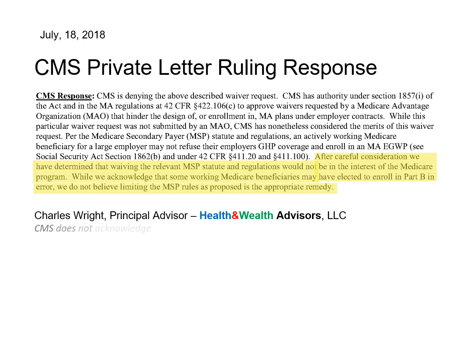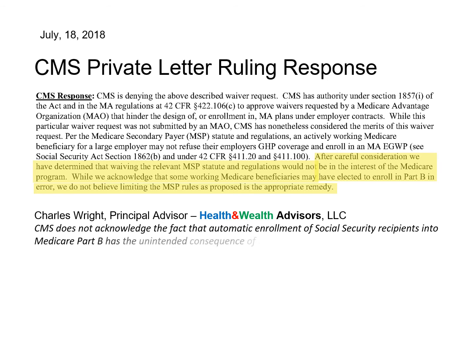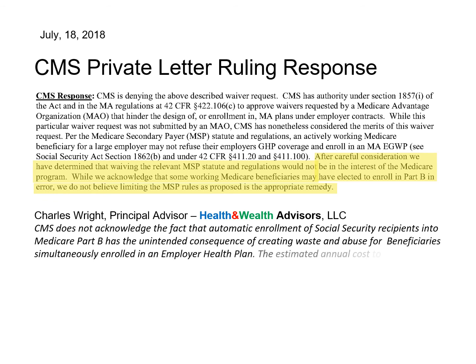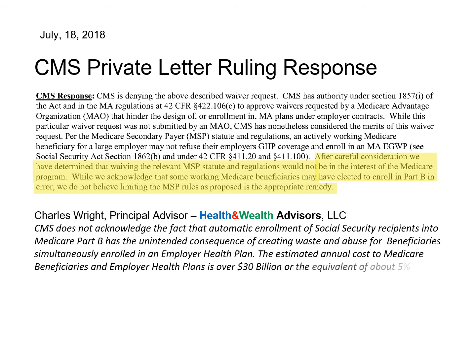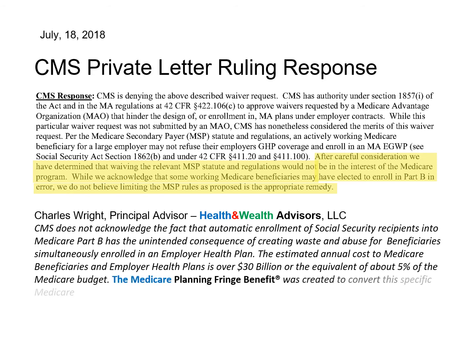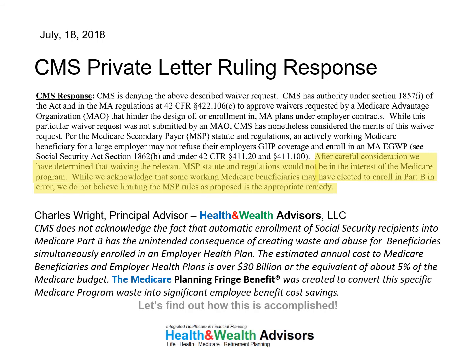CMS does not acknowledge the fact that automatic enrollment of Social Security recipients into Medicare Part B has the unintended consequence of creating waste and abuse for beneficiaries simultaneously enrolled in an employer health plan. The estimated annual cost to Medicare beneficiaries and employer health plans is over $30 billion, or the equivalent of about 5% of the Medicare budget. The Medicare Planning Fringe benefit was created to convert this specific Medicare program waste into significant employee benefit cost savings. Let's find out how this is accomplished.